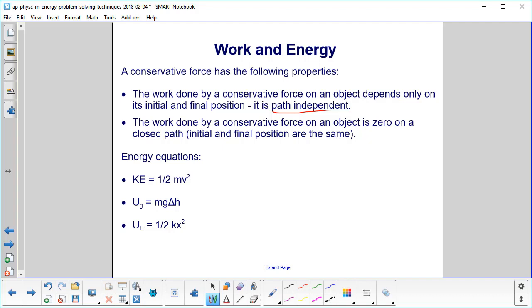And then we have these three energy equations that we'll be using. Kinetic energy is 1/2 mv squared. Gravitational potential energy is mg delta h. And elastic potential energy is 1/2 kx squared. And that's for a perfect spring where f of x equals minus kx.